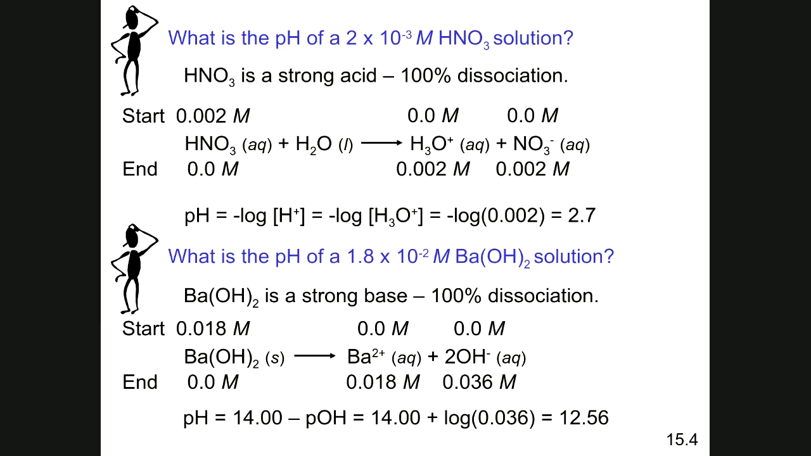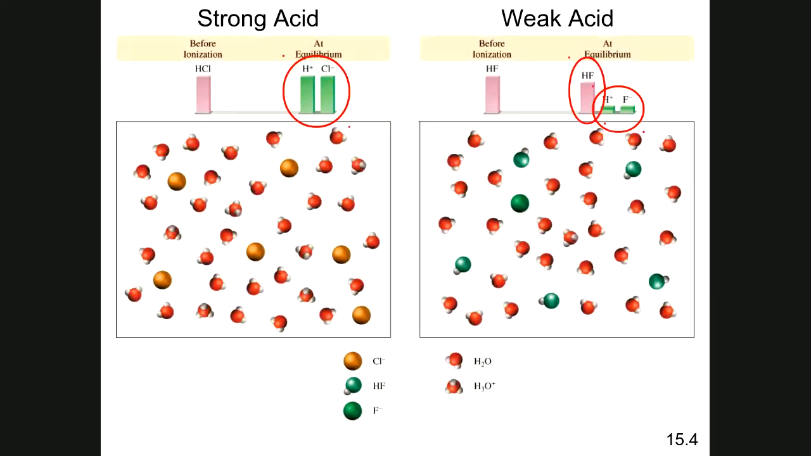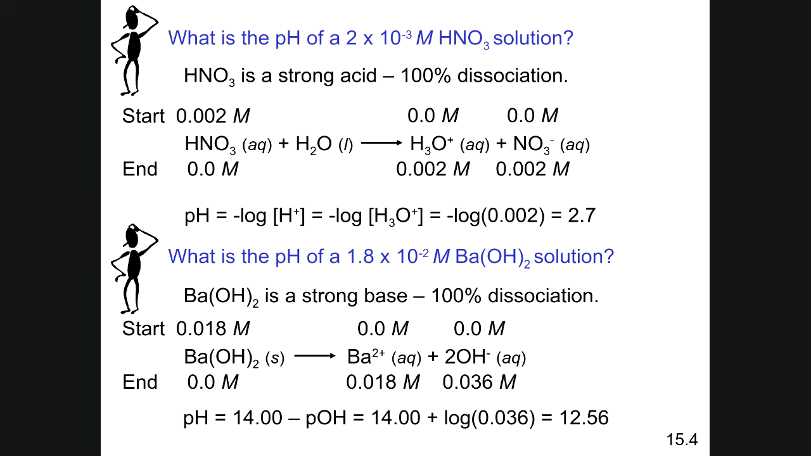Find the pH of 2 times 10 to the minus 3 molar HNO3. What do we know about HNO3? HNO3 is one of the 6 strong acids. So it's right here. What does it mean? It means that it's going to dissociate 100%. And if it does dissociate 100%, concentration of H plus equals concentration of HNO3. That's what it means. Okay?